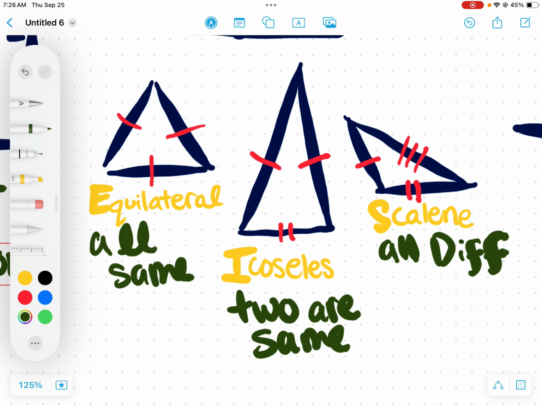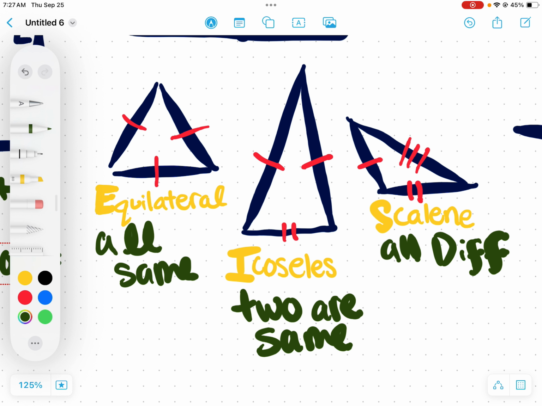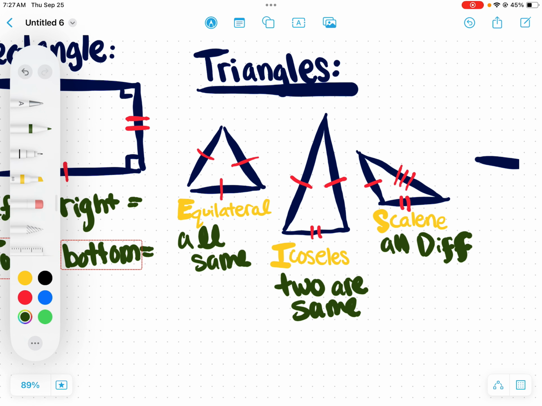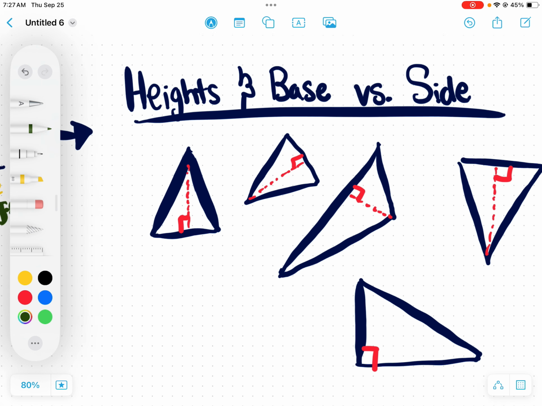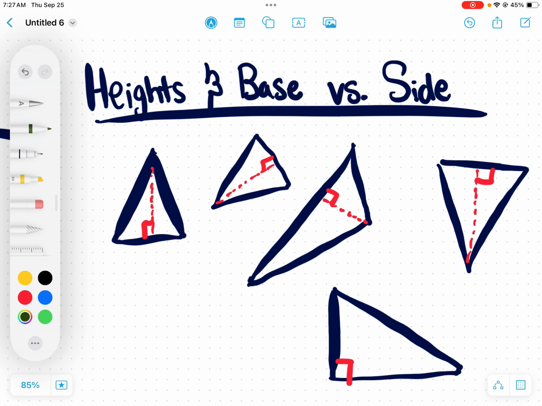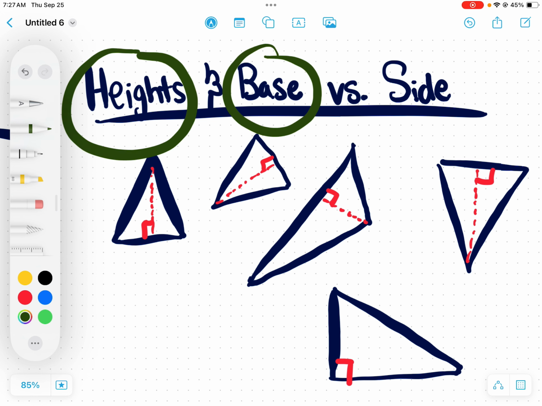So with that in mind, those 3 different types of triangles, now we're going to talk about what the height of a triangle is versus what the base of a triangle is. And this is very important information when trying to calculate the area and perimeter of a triangle. So when we're talking about triangles, we need to figure out how to determine what's the height and what's the base and what is the side.